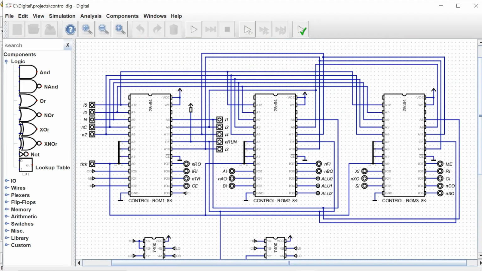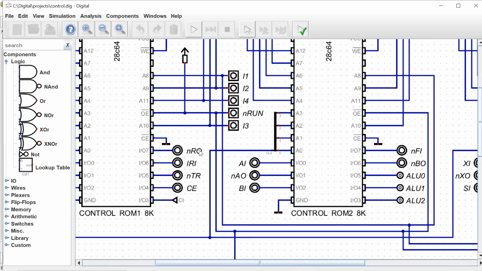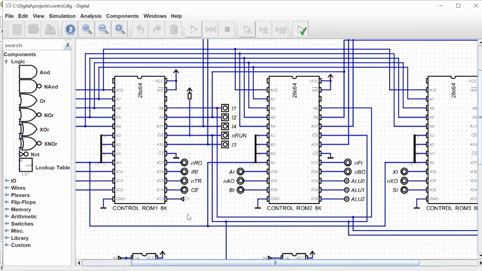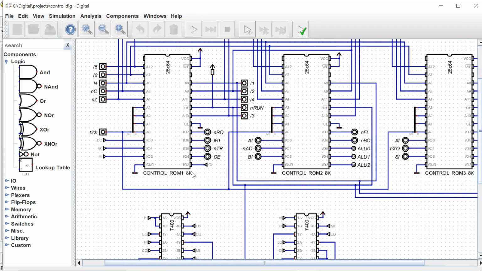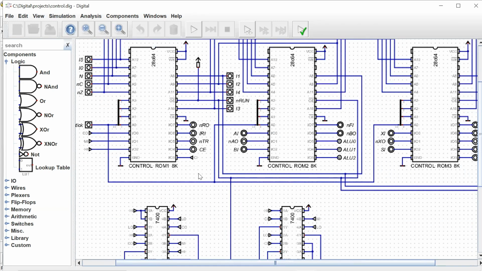Okay, so as I said, each of the ROMs receives the same input address, but the 8-bit output is different for each ROM, and each ROM outputs 8 of the signals of our 24 control signals. And we can see here that the signals come out in their appropriate state, whether they're active low or active high. So the signals come out as needed for TTL Computer 2.